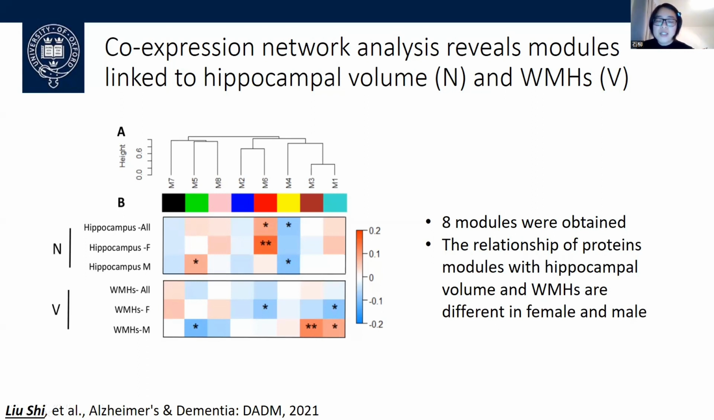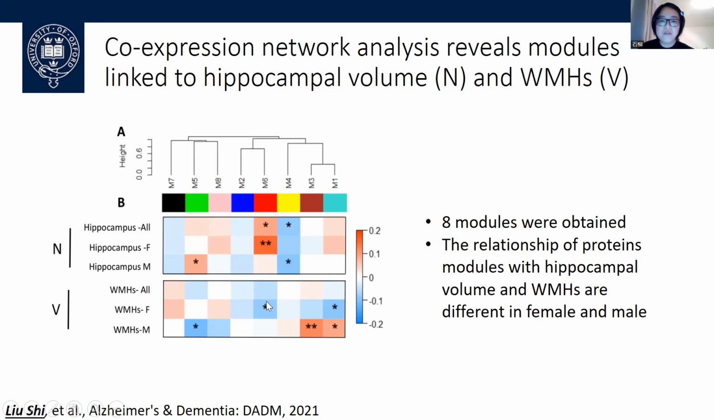We found some interesting findings. First, we found 8 modules were associated with hippocampal volume and vascular damage. Second, we found that there's a difference between female and male. For example, the M5 green module was associated with hippocampal volume and white matter hyperintensities only in male, but not in female, as you can see from here. In contrast, the red module was associated with hippocampal volume and white matter hyperintensities only in female, but not in male.